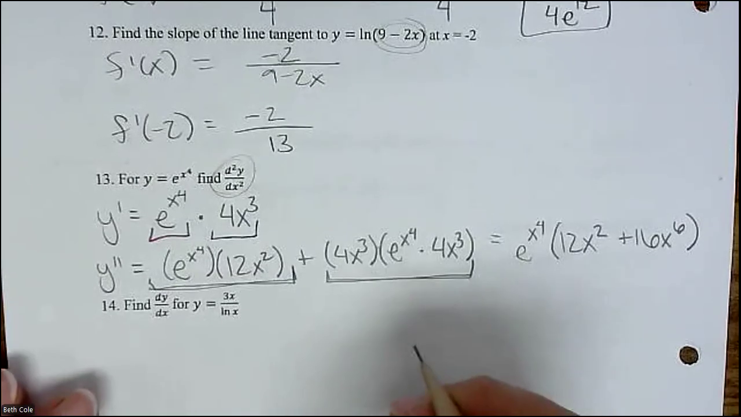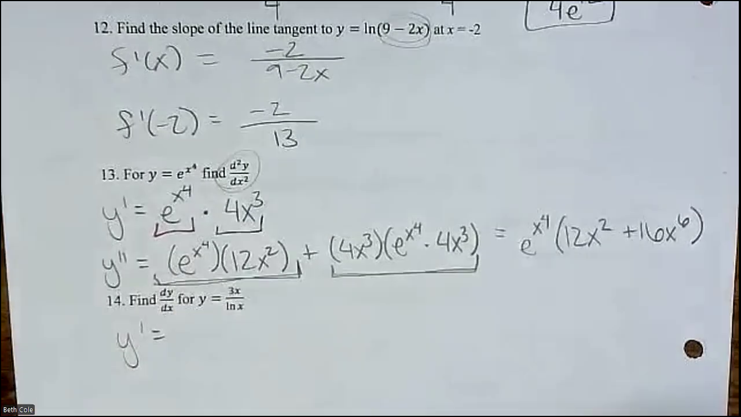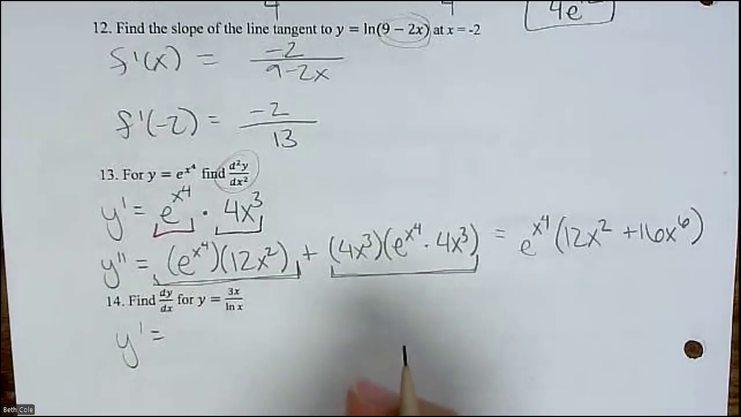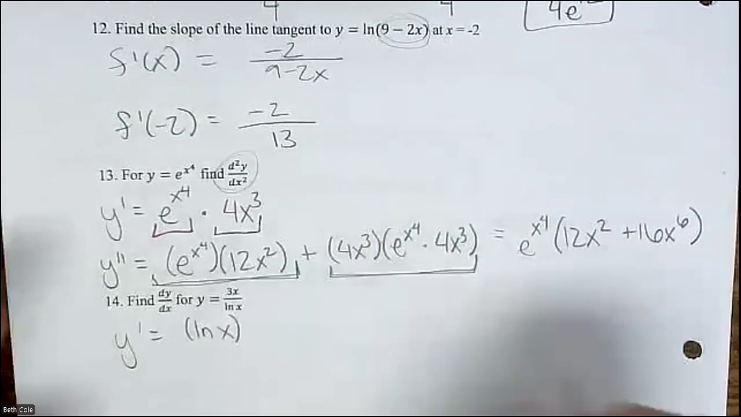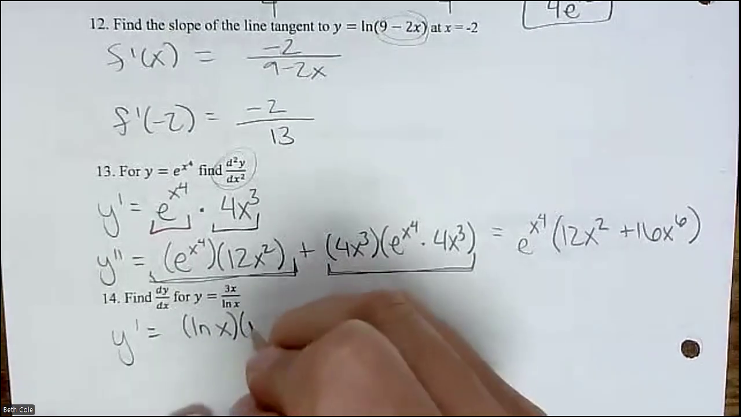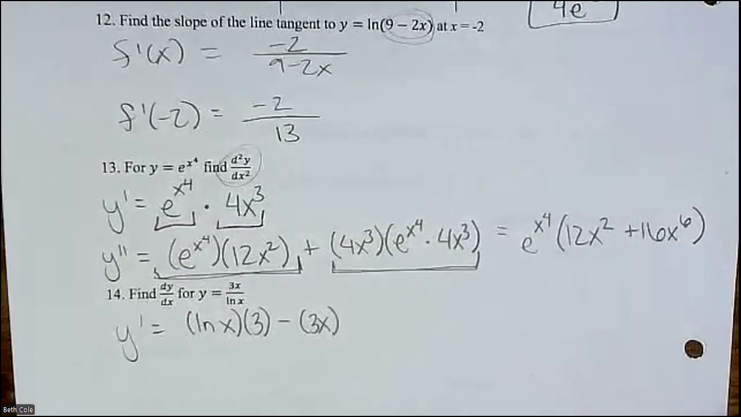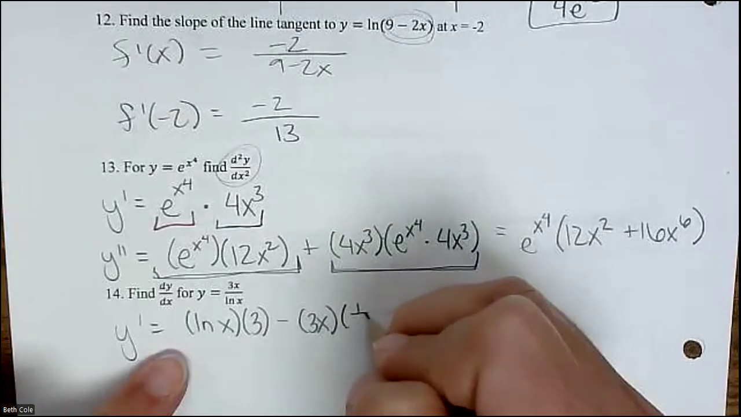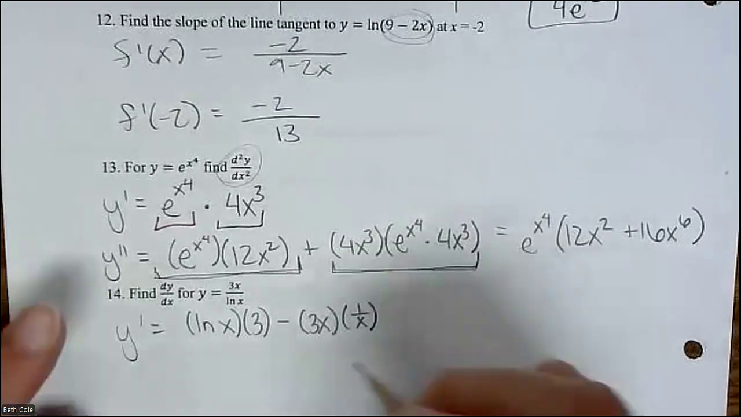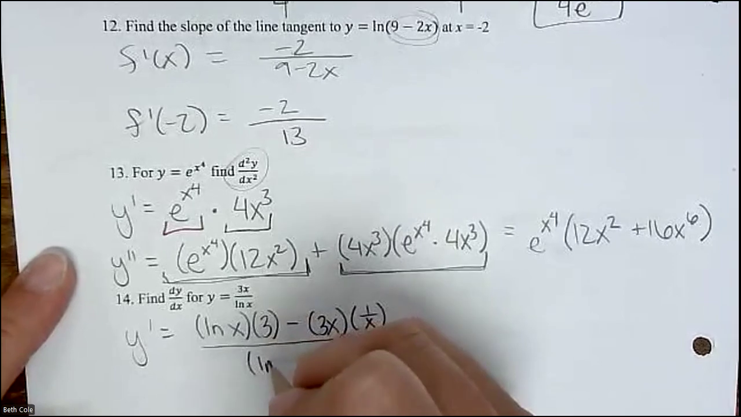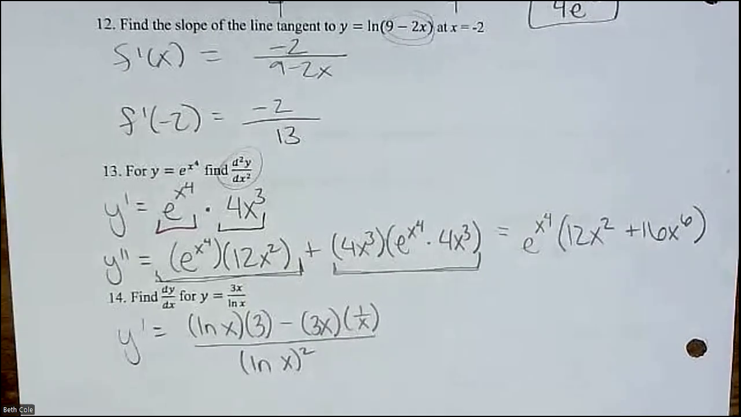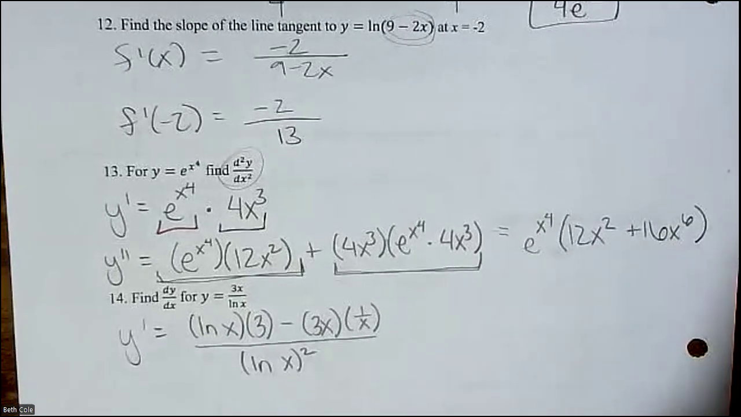All right, a couple more and I'll give you your break. All right, what rule is this one? Quotient. So it is the denominator, derivative of the numerator, minus numerator, and then good, 1 over x, over the denominator squared.